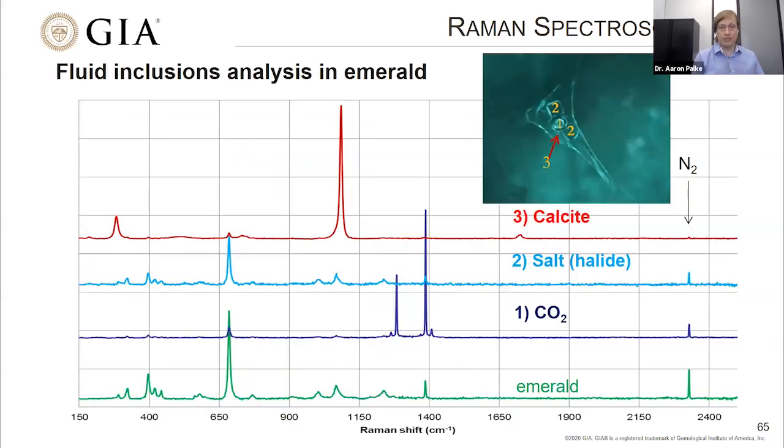It's actually really good for identifying inclusions in gemstones as well. This is an example of a fluid inclusion in an emerald, where you can identify calcite and carbon dioxide. You can identify the emerald host as well. This is more for maybe a geological experiment where you might be interested in the formation conditions of the gemstone. But it's very good for identifying inclusions within gemstones.